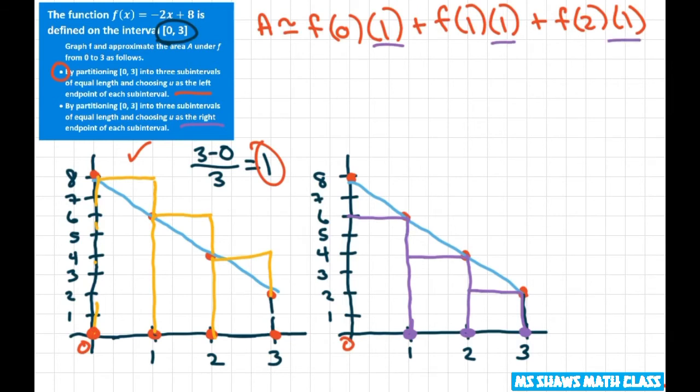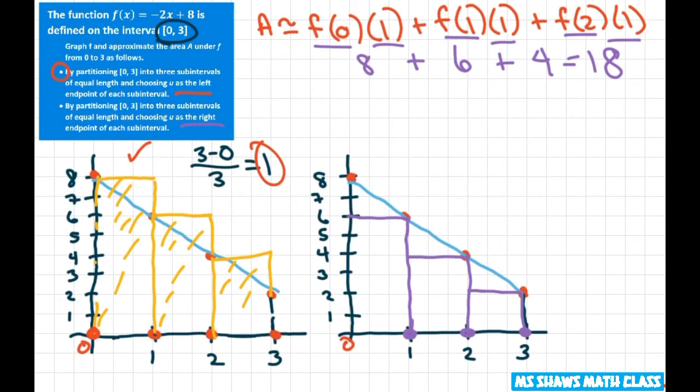So basically what we're going to get is f of 0 is 8 times 1 is just 8, and f of 1 is 6, and so that's 6 times 1 is 6, and f of 2 is 4 times 1 is 4. This equals 18. So this is the approximate area of these 3 rectangles here.